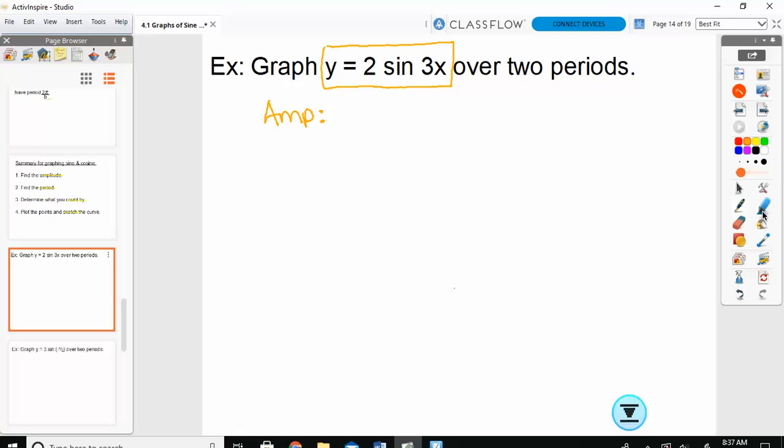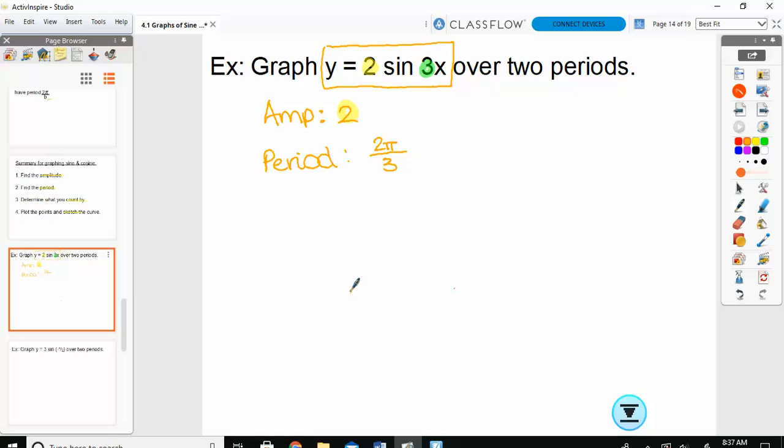Amplitude is just your coefficient. So our amplitude is 2. Then we will find the period. The normal period for sine and cosine is 2 pi. That's how long it takes them to typically repeat. To find the period, you have to do 2 pi divided by the coefficient on x. So that would be 2 pi over 3.